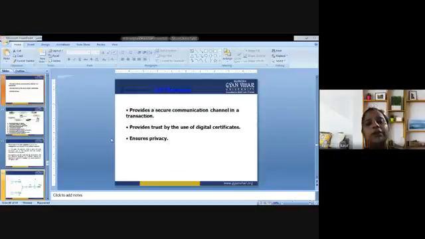So there are various services that are provided by SET. Have a look at the same. It provides a secure communication channel in a transaction, it provides trust by the use of digital signatures or certificates, and it ensures privacy. So what is the basic procedure behind the same?